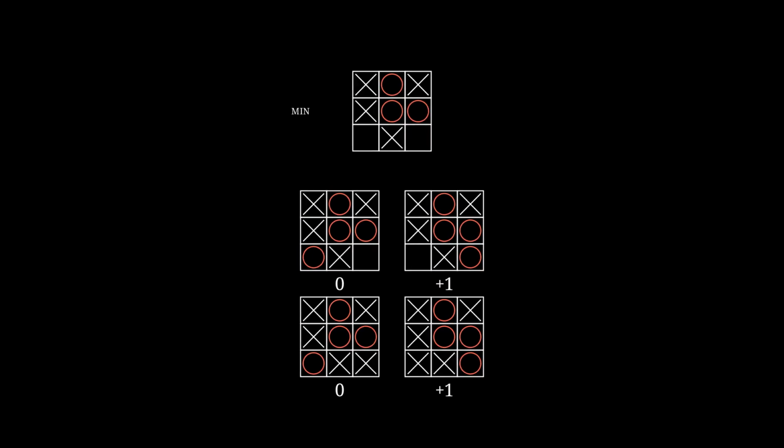At this point, we go one step upwards and compare the 2 paths. The left path gives us a value of 0. The right path gives us a value of +1. Remember that we are making calculations from the perspective of the min player. In that case, we prefer the value of 0. Making a draw is much more preferable than losing the game.